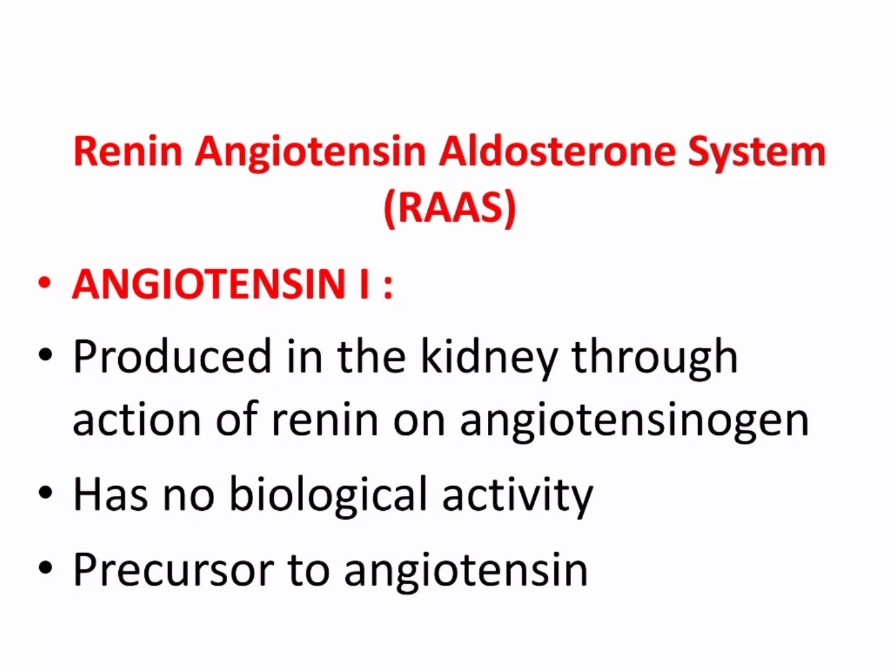The next is angiotensin 1. It is produced in the kidney through the action of renin on angiotensinogen. When renin acts on angiotensinogen, angiotensin 1 is produced. It has no biological activity. It is the precursor of angiotensin 2. So this is angiotensin 1.